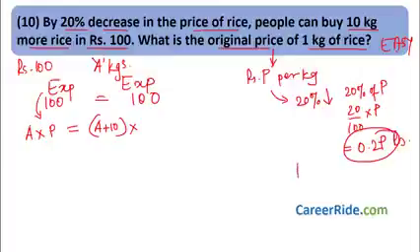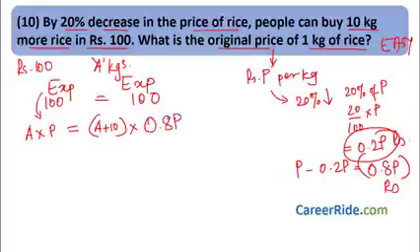So what is the final price now? P minus 0.2 P rupees, that is nothing but 0.8 P rupees. This is the new price. So put it over here. Now we know the expenditure is the same. Let's calculate. P gets cancelled over here.